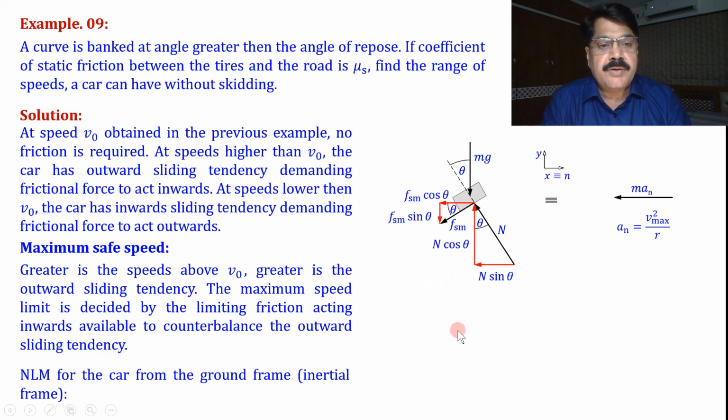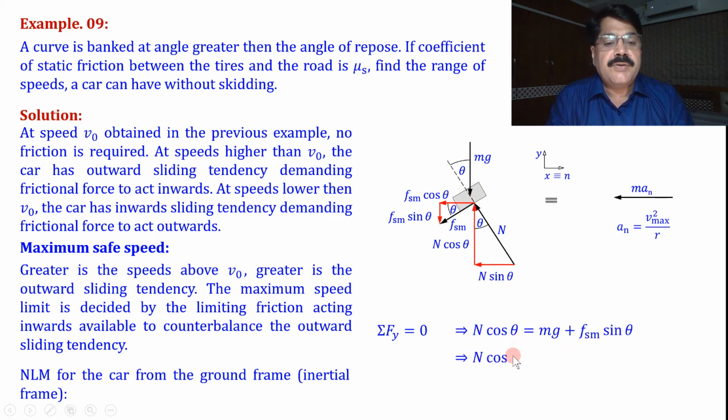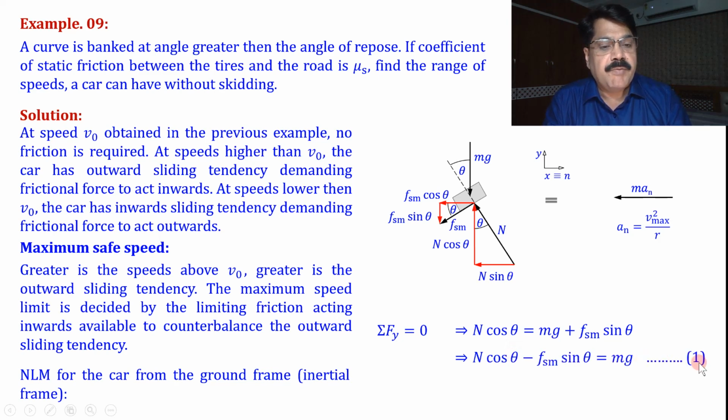Now all the necessary things we have done, we can write the equation. First, summation F_y equal to 0. So F_y equal to 0 means this force plus this force is equal to this force, or this force minus this force equal to this force. So what do you write here? N cos theta minus f_sm sin theta is equal to mg. N cos theta is equal to mg plus f_sm sin theta, we bring it on this side. So N cos theta minus f_sm sin theta is equal to mg, equation number 1.